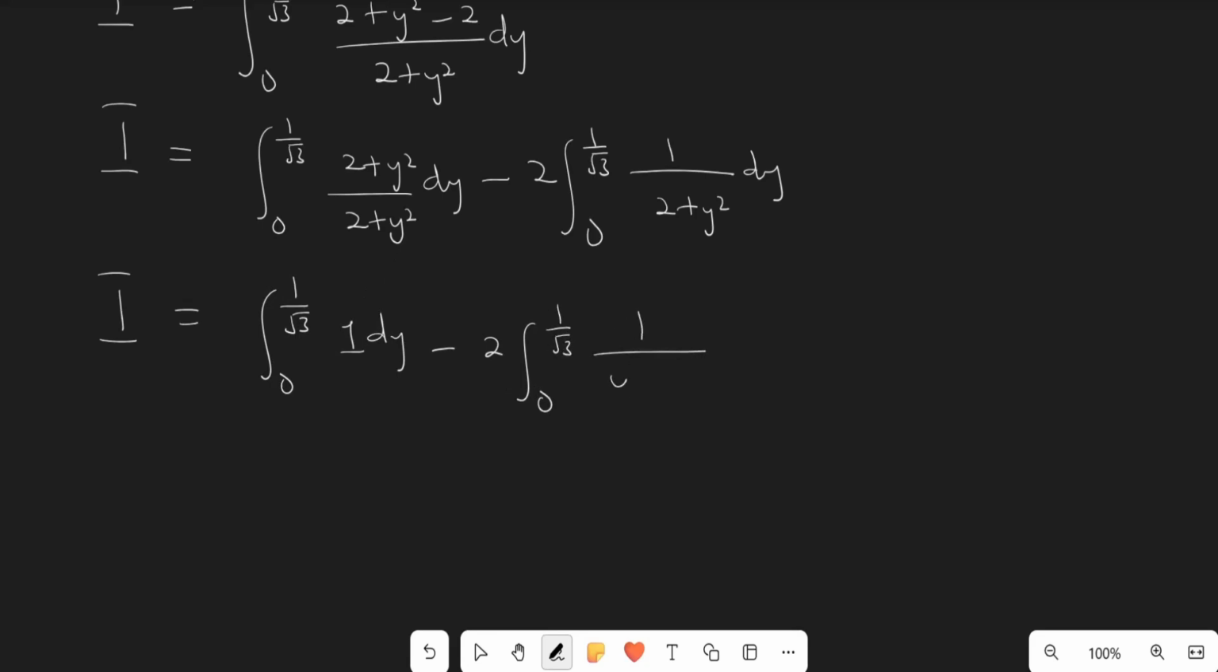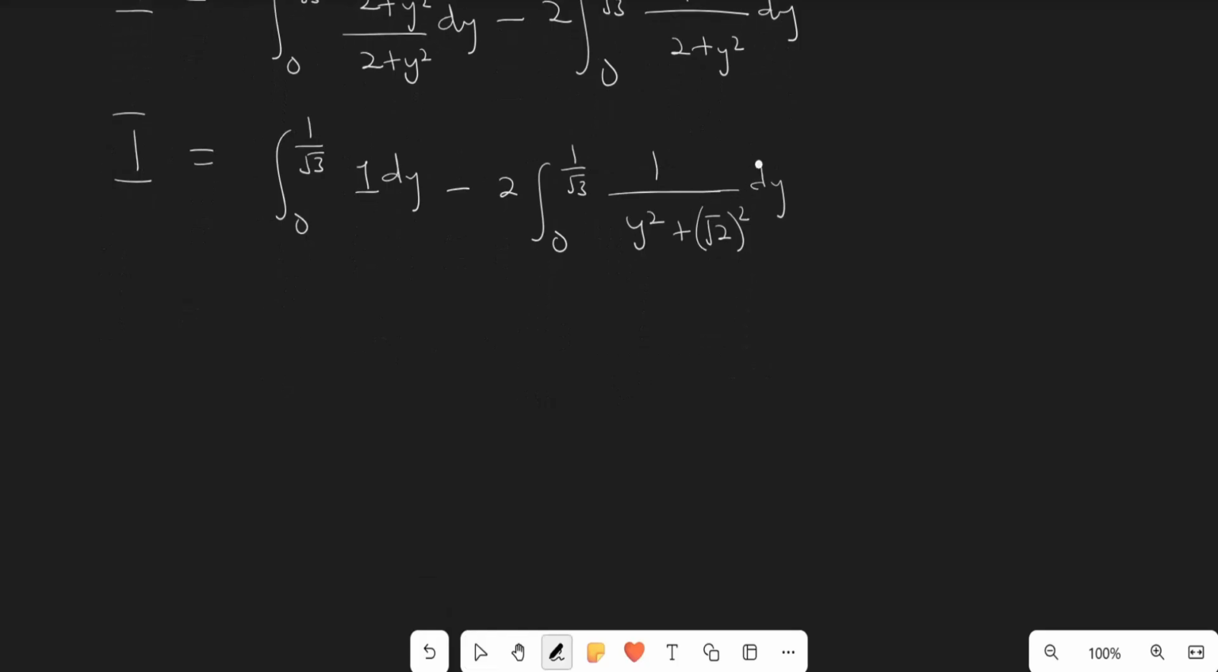of 1 all over y squared plus this one, root 2 can be written as the square root of 2 squared, and then dy. And now I'm going to compare this one to the arctan integral. So the arctan integral, the integral of 1 all over x squared plus a squared dx, is the same as 1 over a, and then the arctan of x over a. Okay, so we are going to use that to solve this integral.